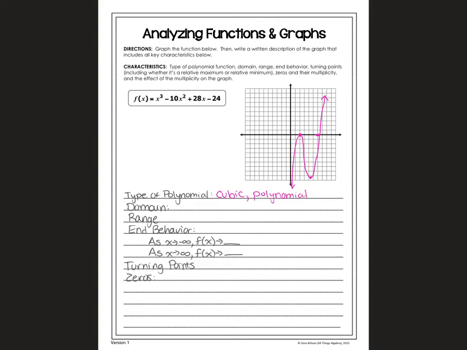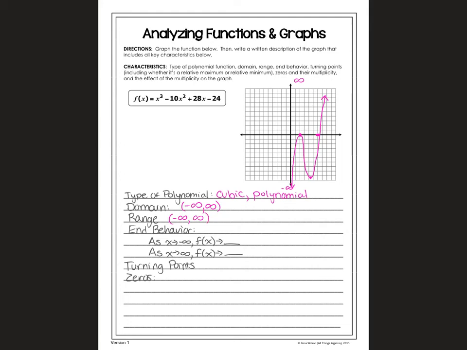The domain for all polynomial functions is from negative infinity to positive infinity. The range, again, this could change based on the polynomial, but with this one, it's going down to negative infinity and up to positive infinity. So your range is from negative infinity to positive infinity.